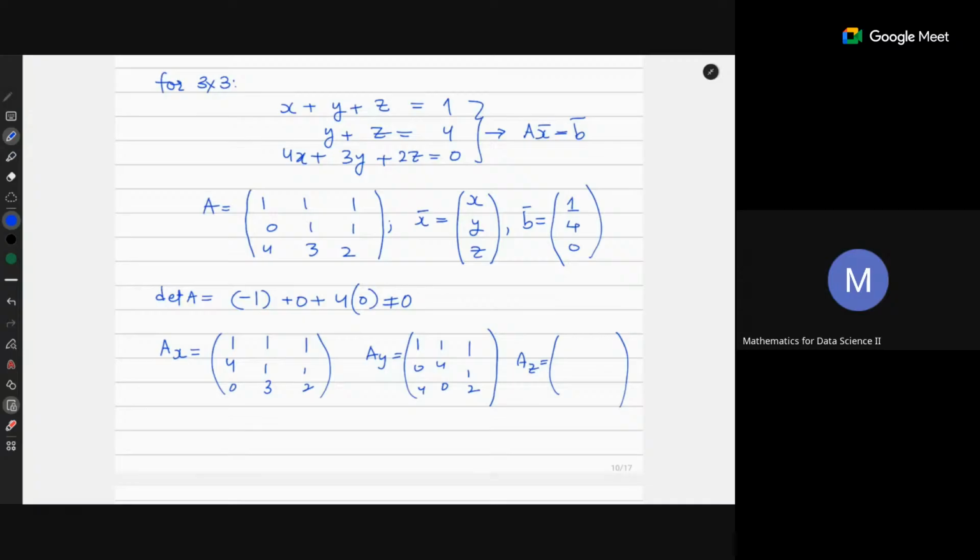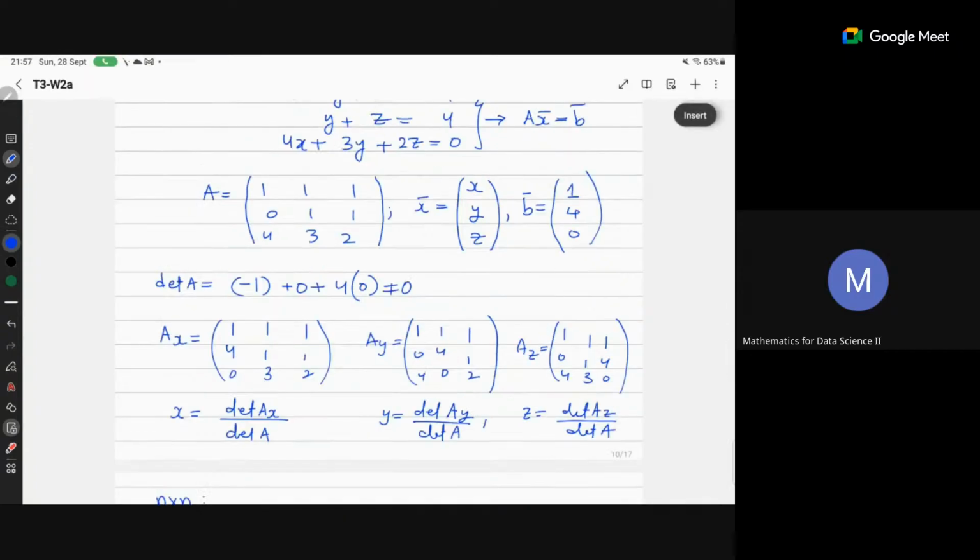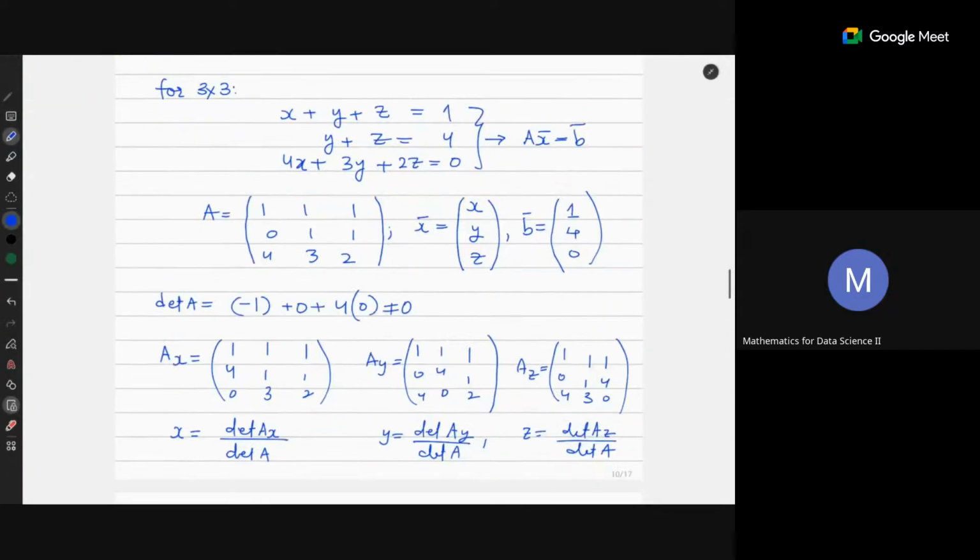What is AZ? AZ is replacing the third column with 140. Right? Now, what is AX? Determinant of AX. X is determinant of AX divided by determinant of A. Y is determinant of AY divided by determinant of A. Z is determinant of AZ divided by determinant of A. All right. Now you can solve this. I'm not going to compute this in full generality.